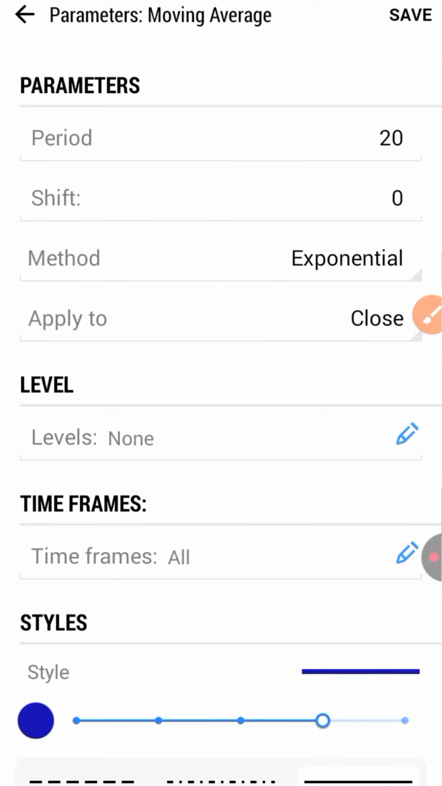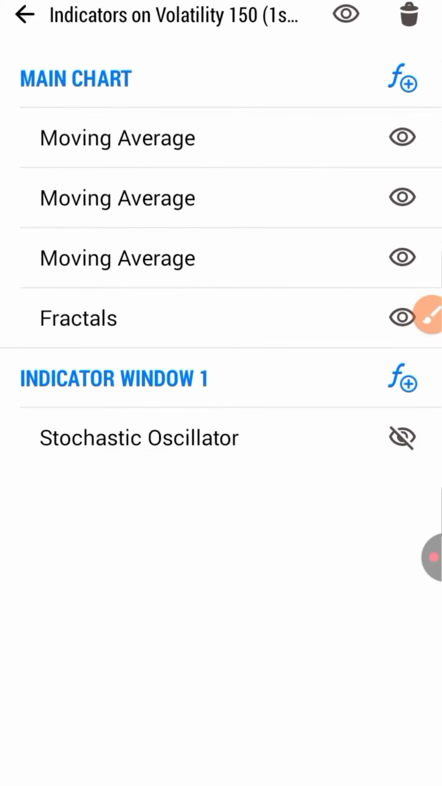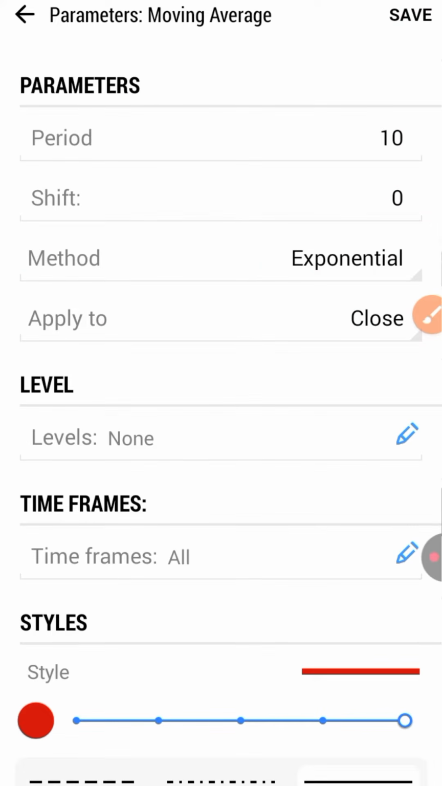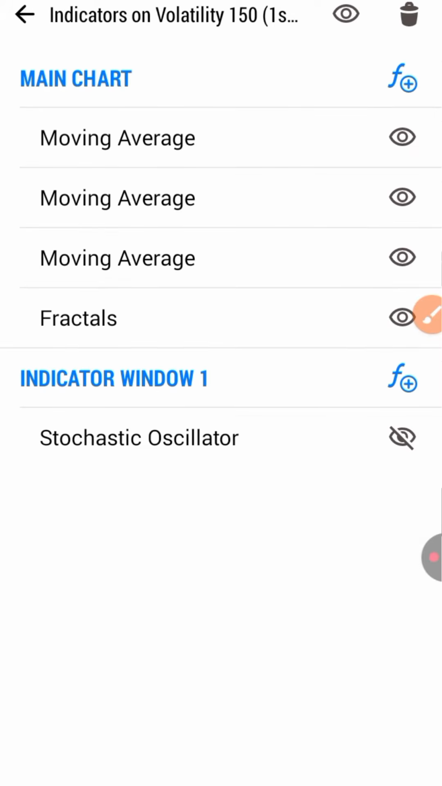Style, you can use any style. If you like, drag it back, see where mine is. You can just position it the way you want, then you save it. The next moving average here is period 10, shift 0, method exponential, apply to close. Level none. Then the style, any style of your choice, then you save it. So these are the three moving averages that we are using. I also use Fractal at times, that's why it remains here.